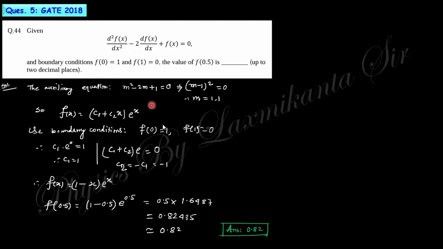Use the boundary conditions: f of 0 is 1, f of 1 is 0. Put x equals 0 here, so c1 is 1. For f of 1 equals 0, the right hand side is 0, and this is (c1 plus c2) e to the power 1 equals 0, so c2 equals minus c1, that is minus 1. Now put the value of x as 0.5, and this gives you 0.82. So the answer will be 0.82.